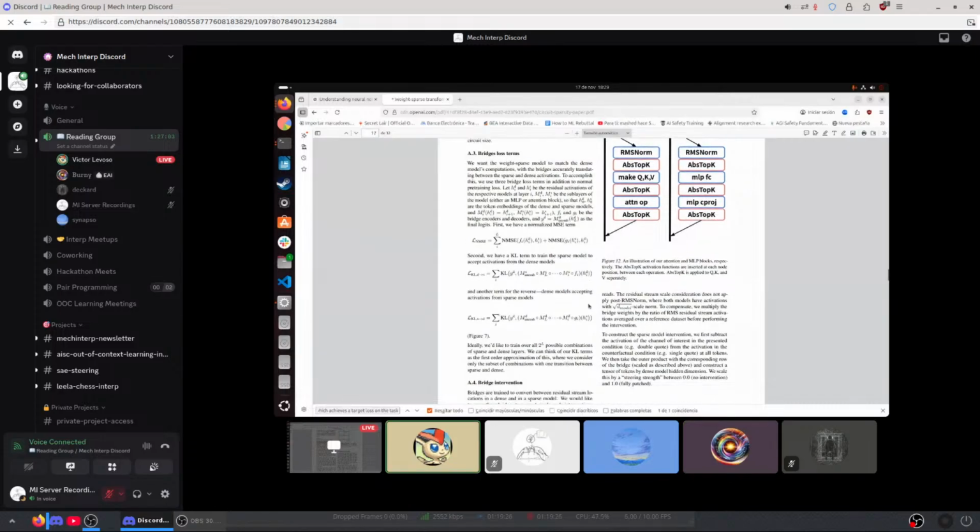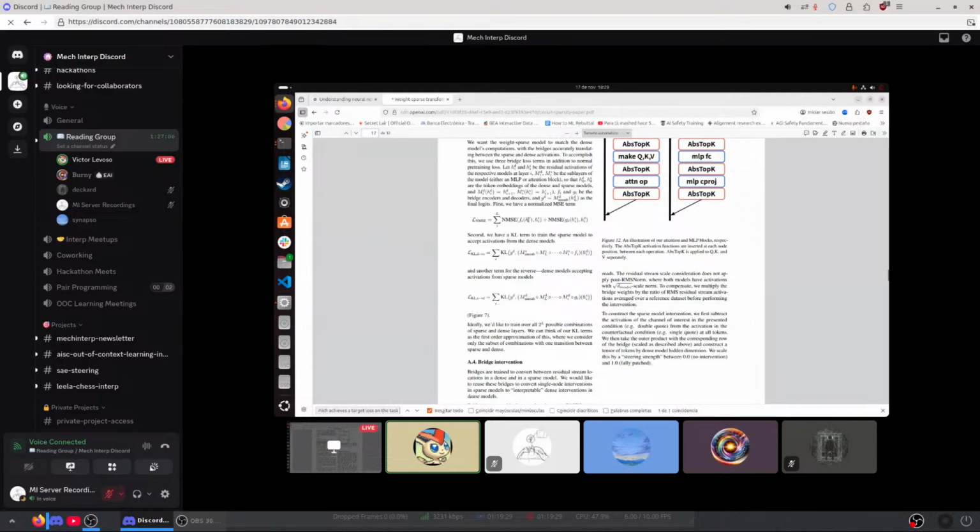But I'm still not completely sure. They have these three loss terms, so what are they training with those loss terms? The sparse model, or the sparse model and the bridges? Basically that, the sparse model and the bridges, I'm not sure. I guess it makes sense because they don't explain otherwise how they train the bridges, right?